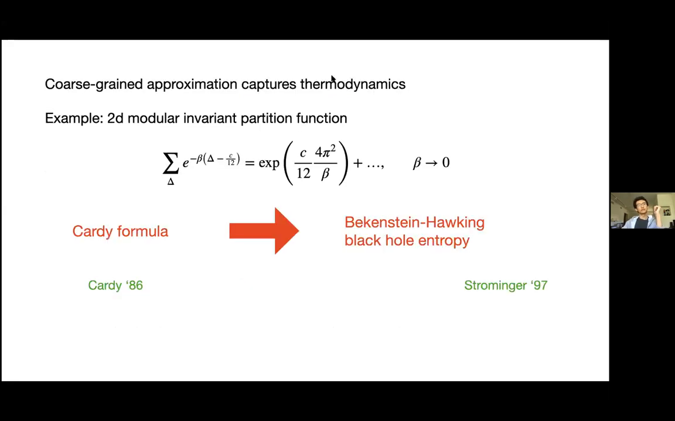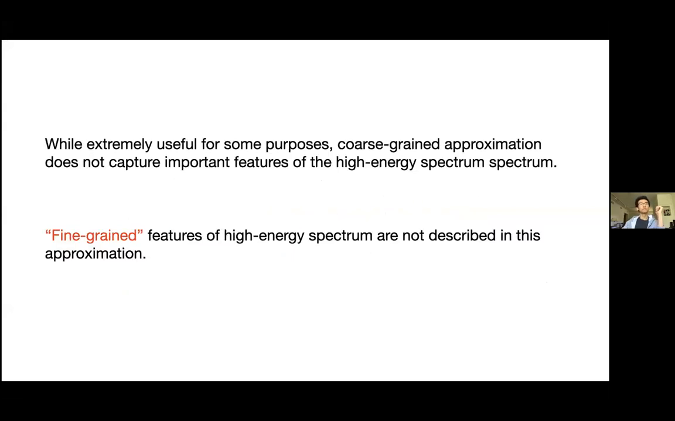And this approximation is very useful for some things. For example, it captures the thermodynamics of high energy states very well. A famous example is the 2D modular invariance of the partition function, which is approximated at high temperatures by the vacuum, and then it describes some thermodynamics of high energy states in this dual channel. Famously derived by Cardy, and then also related to the black hole entropy by Strominger.